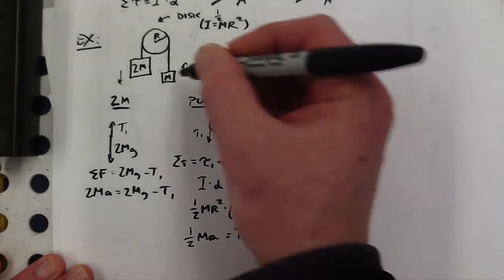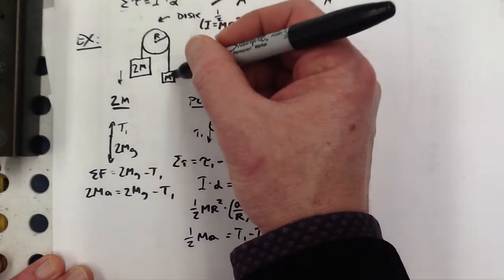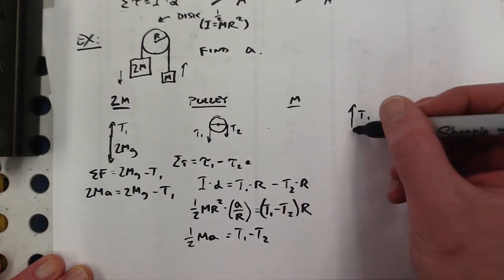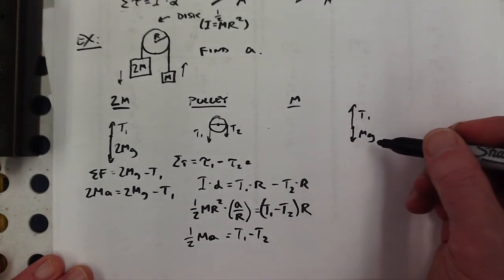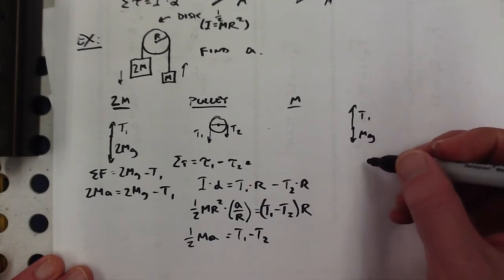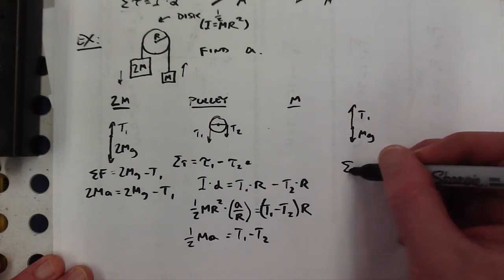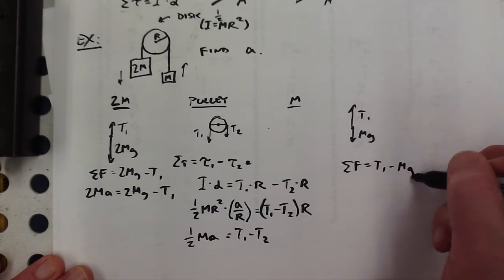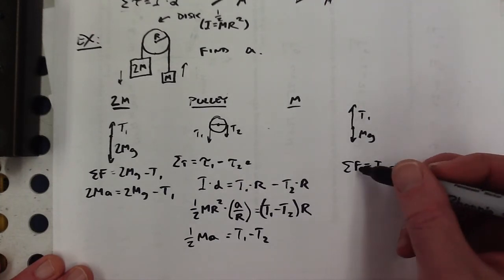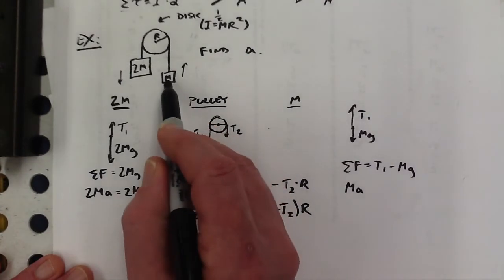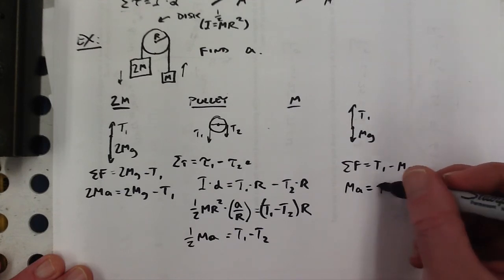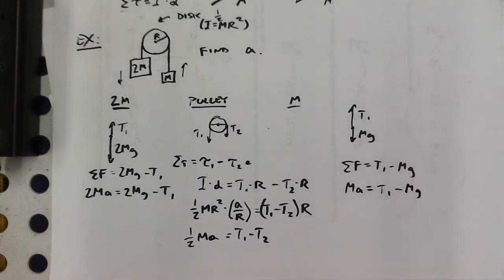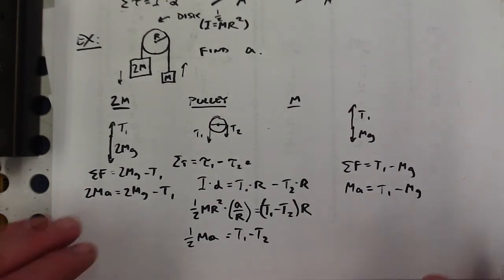So for the other mass, this one is accelerating up, so T1 is winning versus mg. So here the sum of all forces equals T1 minus mg, and this is mass times acceleration because the mass of this block is just one of those m's, equals T1 minus mg. Okay, now here's the really cool thing, and it's going to happen every single time, not just especially because I set this problem up in any particular way.